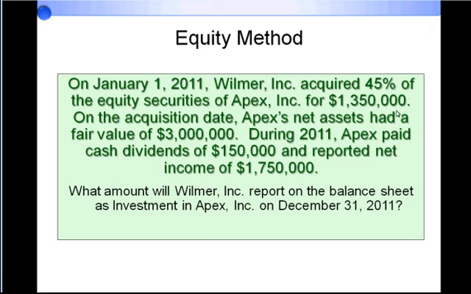So notice we start off with $1.35 million. That's how much we paid. And then the cash dividends, dollar for dollar, are going to reduce this asset balance, and our percentage of the net income, 45% of that, is going to increase it.